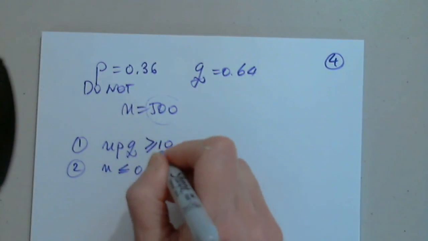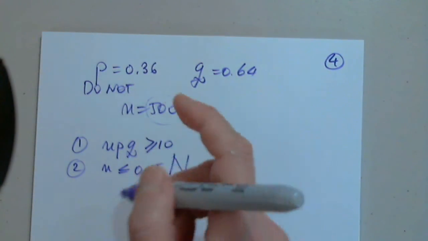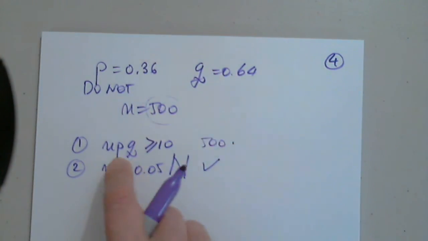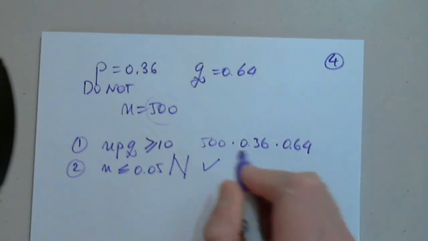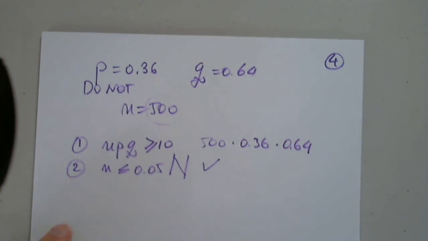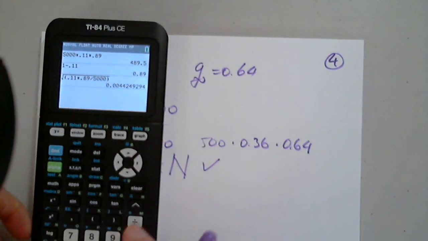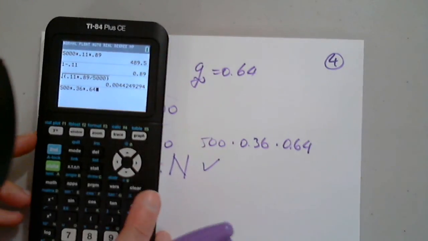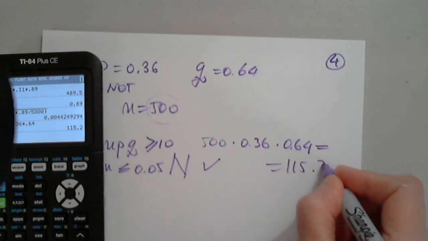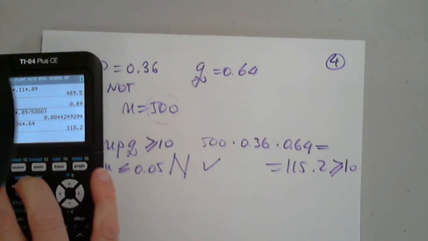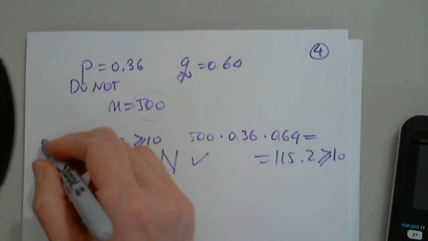Now npq has to be greater than or equal to 10. So n is 500, p is 0.36, q is 0.64. If this number is not greater than or equal to 10, I cannot use what follows next. 500 times 0.36 times 0.64. It's 115.2, which is definitely greater than or equal to 10. Both conditions are fulfilled. I can use normality.